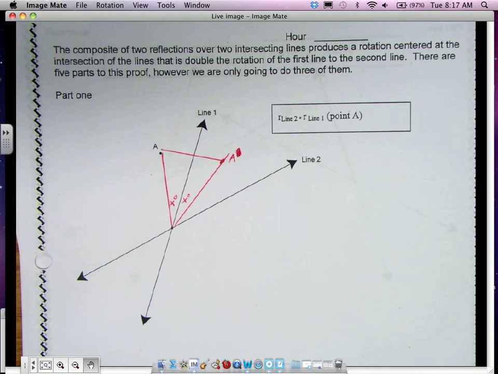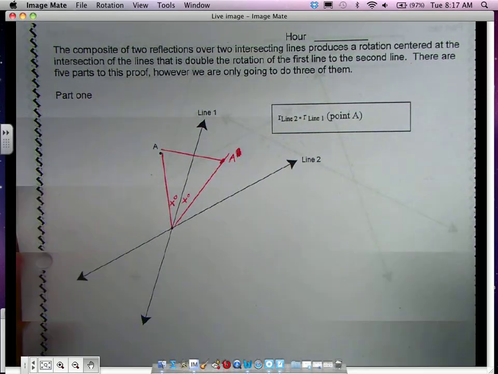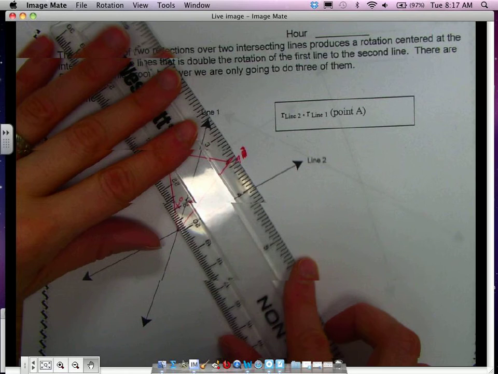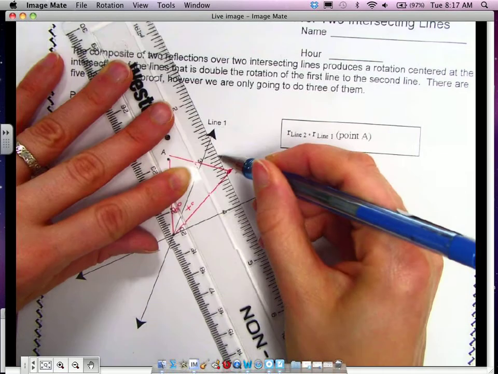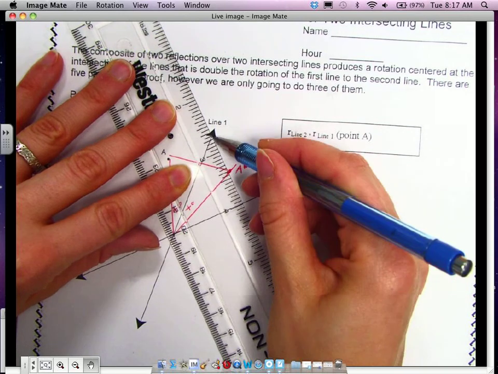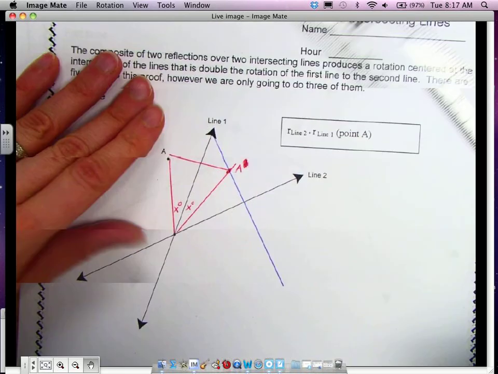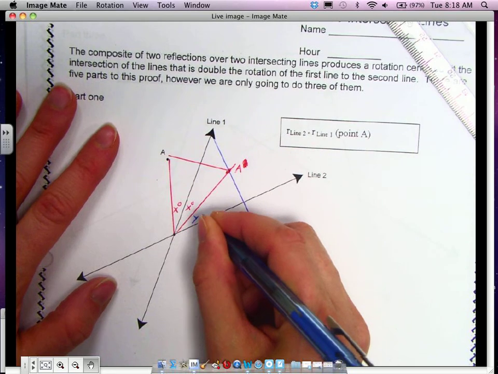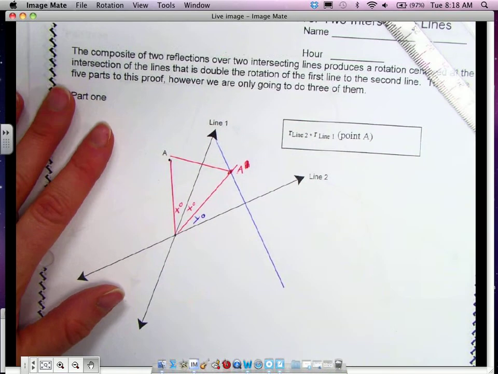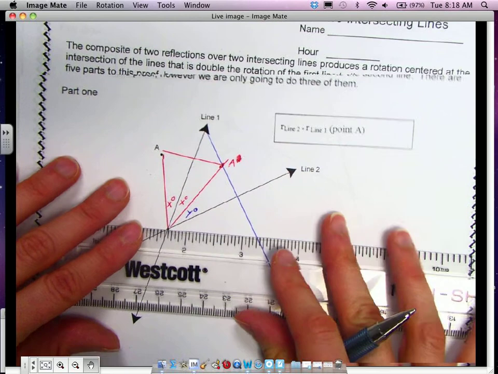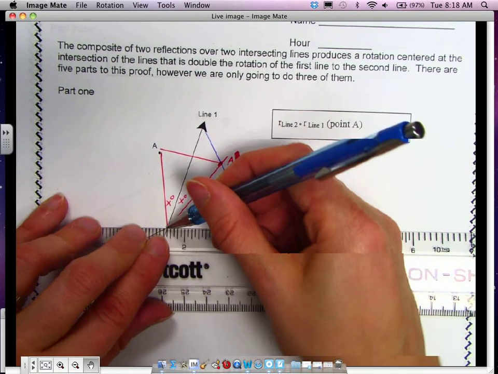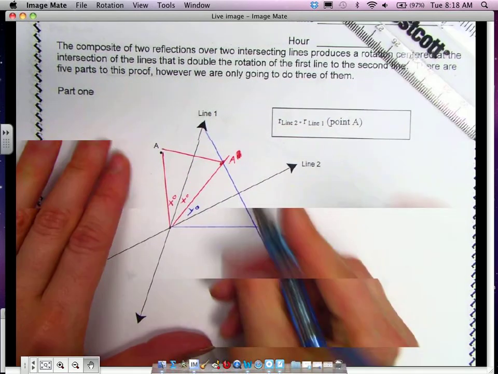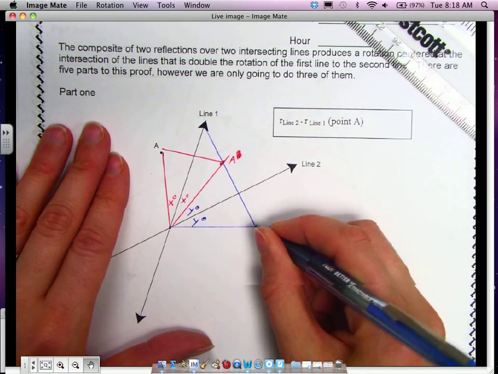Now we've got to reflect that over line 2. So I'm going to make a perpendicular line through A naught that is perpendicular to line 2. Okay? I'm going to call this angle Y degrees. And I want it to be Y degrees away on the other side. And this is A double naught.